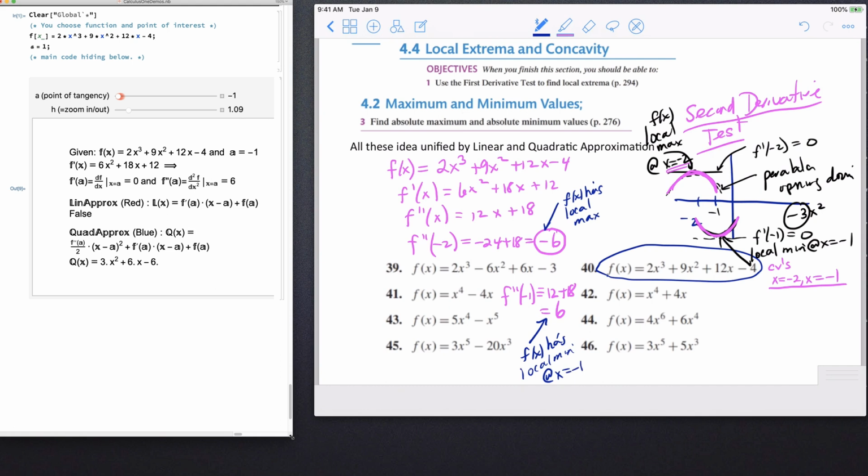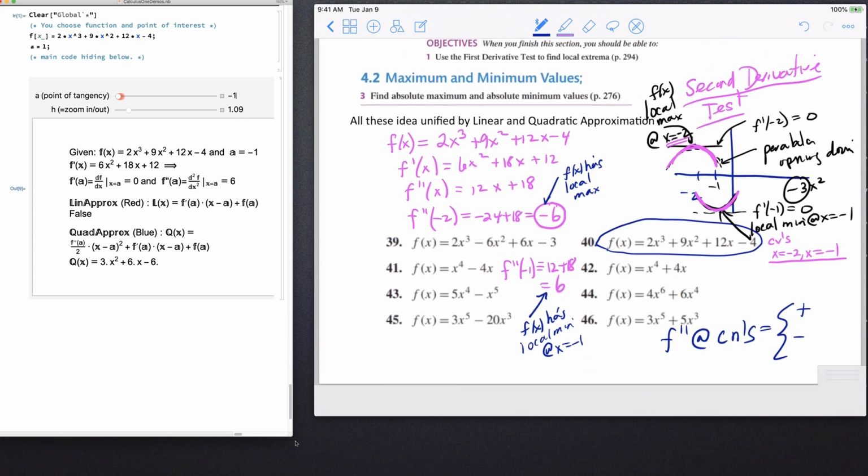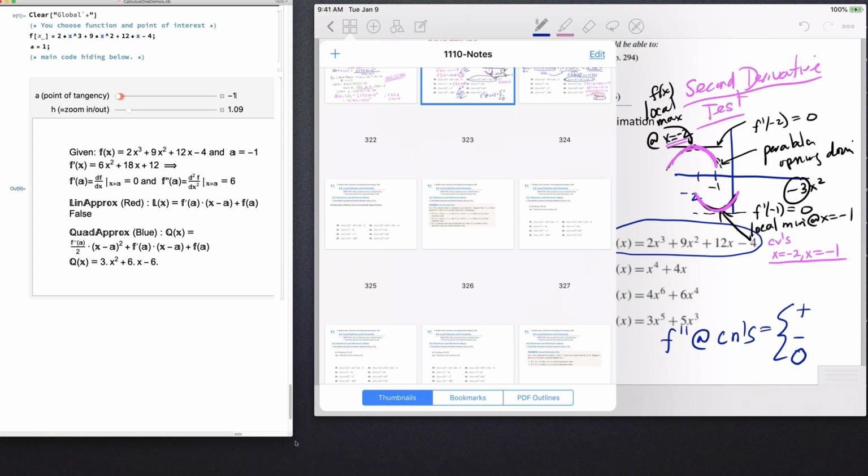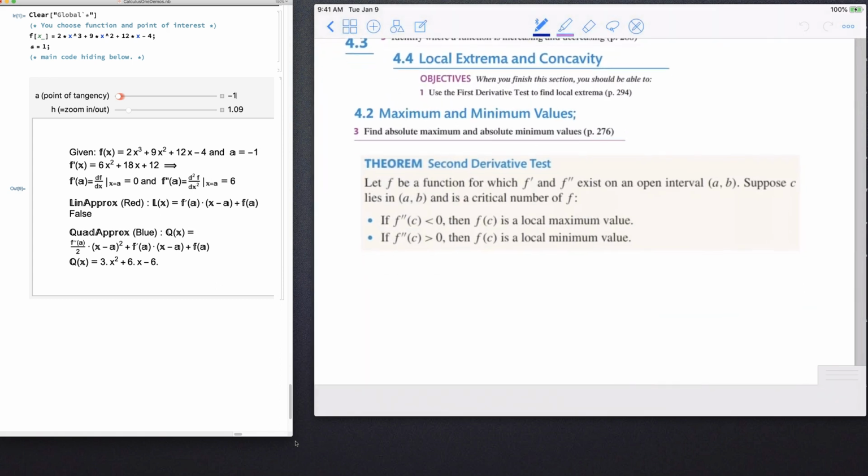So the second derivative test is simply what it says. Take the second derivative, and evaluate it at your critical numbers. And then you care about whether or not that answer comes out to be positive or negative. And sometimes it'll come out to be 0. And then we'll have to figure out what happens in that case. Okay? So this example is illustrating a general result, which is stated here.